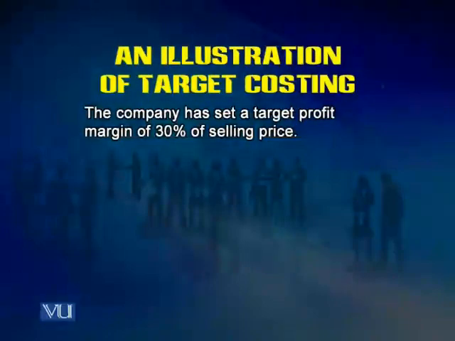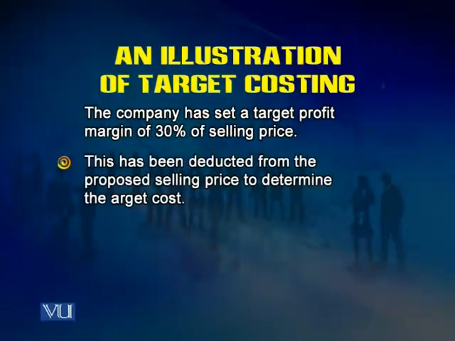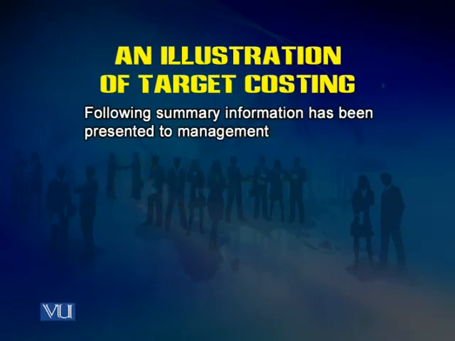The company has set a target profit margin of 30% of selling price. This has been deducted from the proposed selling price to determine the target cost. The following summary information has been presented to management, and we'll just look at that in a minute.